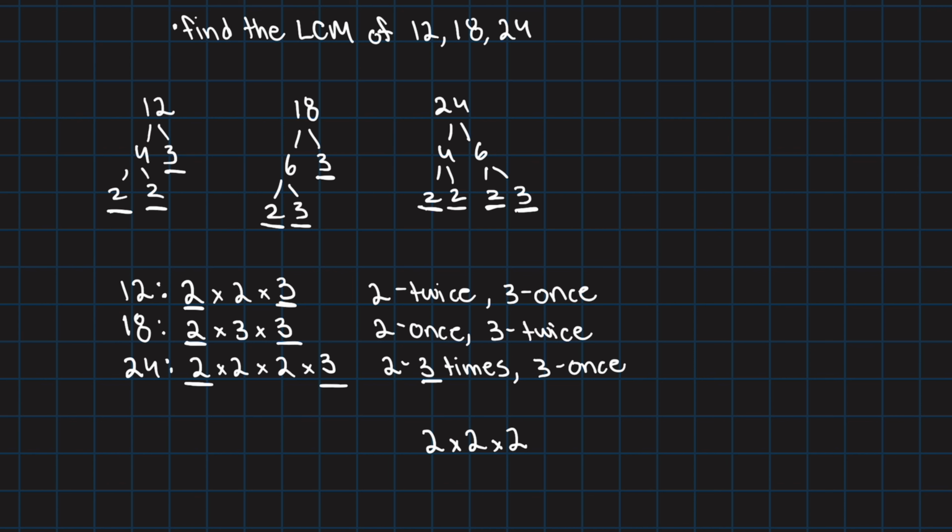So then you have 2 times 2 times 2, and then you look at the other common factor and it's 3, and then you're like, okay, where is it listed the greatest amount of times? And you see that it's at 18 because it's listed twice, whereas for the other ones it's only listed once. Since that's the greatest amount of times that it's listed, you multiply 3 twice. So then you have 2 times 2 times 2 times 3 times 3. And that gives you 2 times 2 times 2 is 8, times 3 is 24, times 3 is 72. So then your lowest common multiple between 12, 18, and 24 is 72.